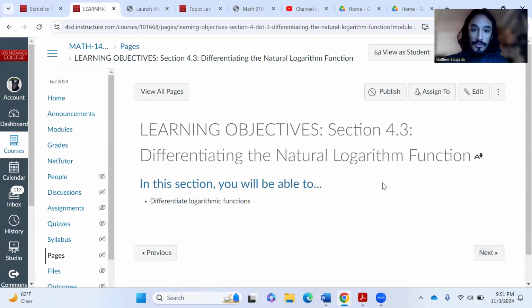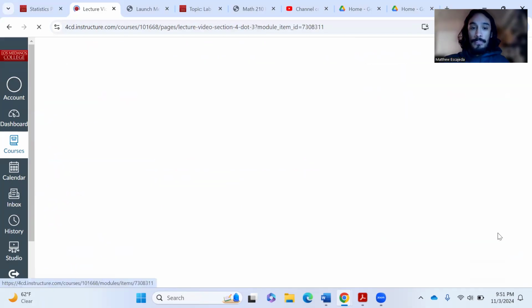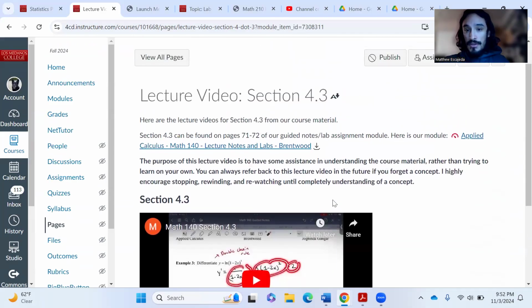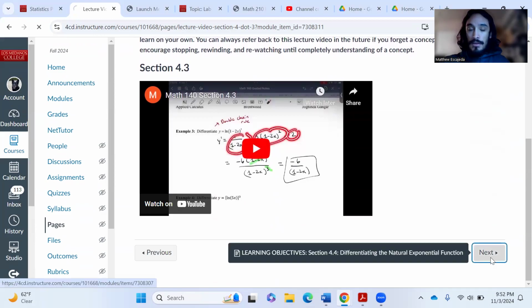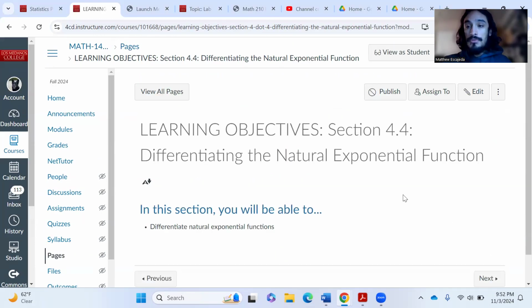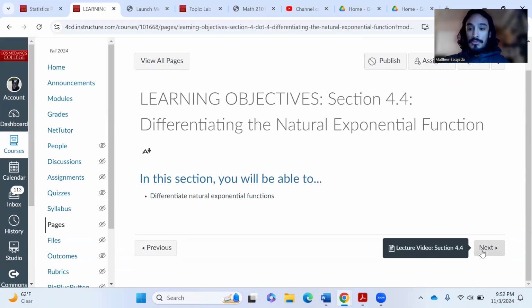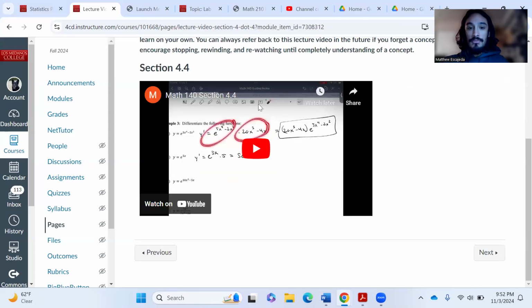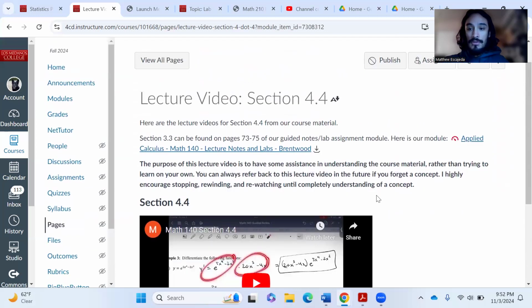So 4.3 is just differentiating a natural log function now. Okay, so we got that refresher. Now we're going to be applying our calculus by seeing what the derivative of a natural log is. So make sure to watch this 4.3 video where we are going to be differentiating natural logs. Likewise, we're going to be able to differentiate exponential functions now. So that's what section 4.4 is all about, deriving exponential functions. So make sure to check out that video as well.